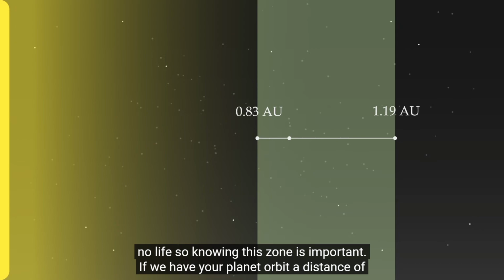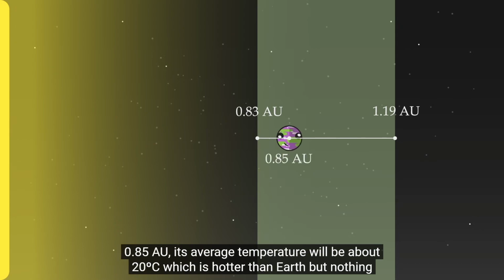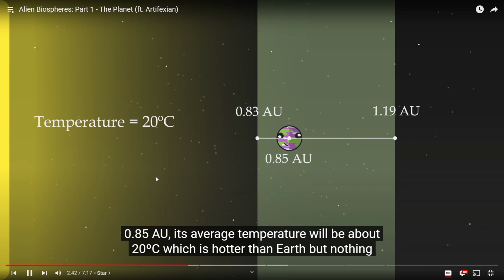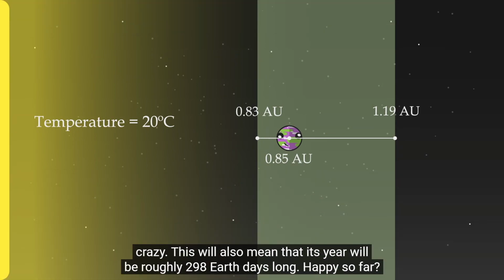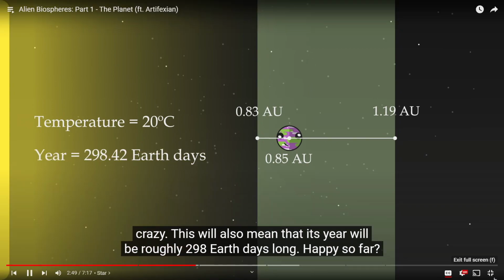If we have your planet orbit at a distance of 0.85 AU, its average temperature will be about 20 degrees Celsius, which is hotter than Earth, but it's nothing crazy. This will also mean that its year will be roughly 298 Earth days long.